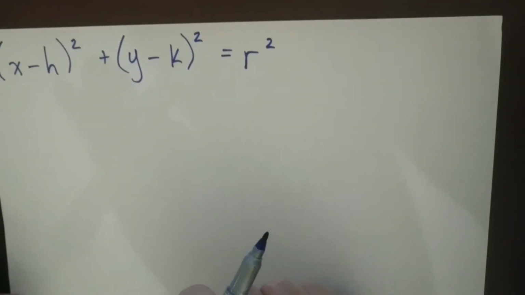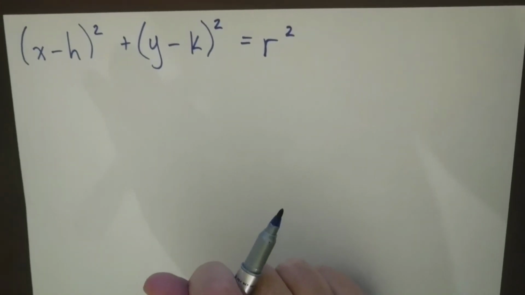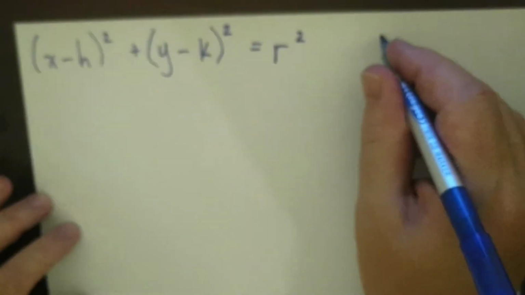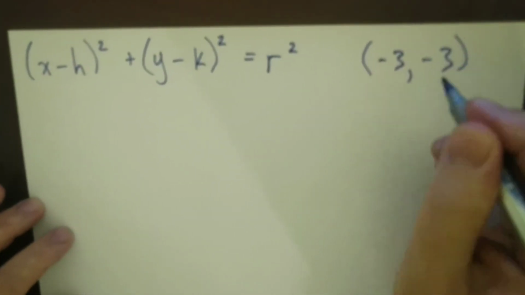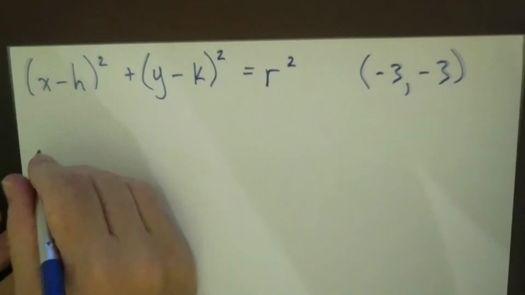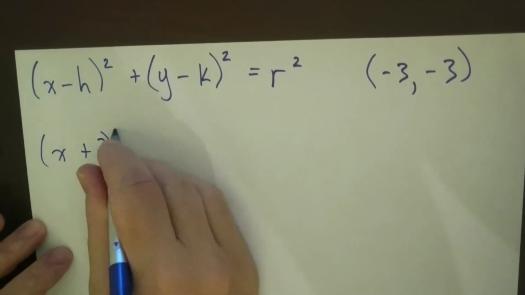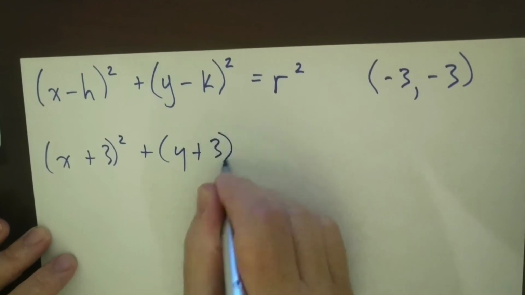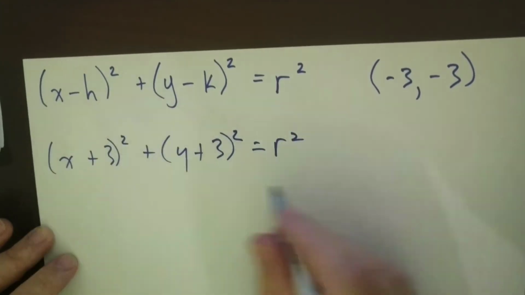And now we've come full circle back to where we began. We've already established that the center is at negative 3, negative 3. So we're going to go ahead and put negative 3 in for h and for k. So we've got (x plus 3) squared plus (y plus 3) squared is equal to r squared. We're almost there. We just have to figure out what r is.